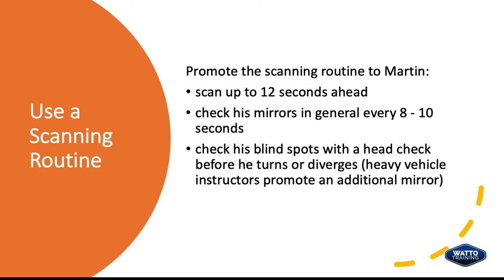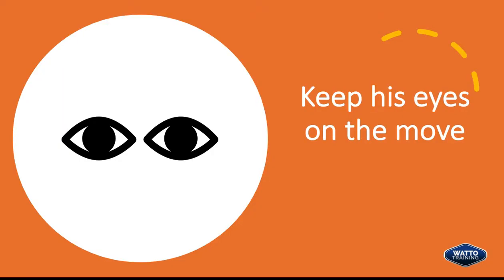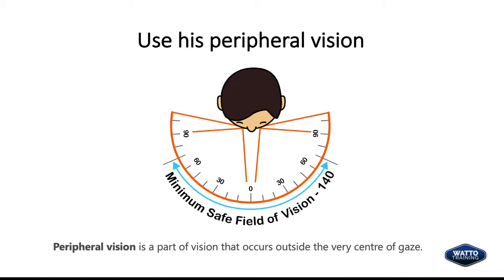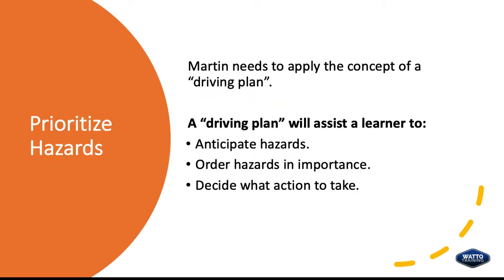We'd be promoting the scanning routine to Martin, which includes scan up to 12 seconds ahead, check his mirrors in general every 8 to 10 seconds, and check his blind spots with a head check before he turns or diverges, although because he's in a medium rigid vehicle, we would promote an additional mirror check. Keep his eyes on the move. Use his peripheral vision. Peripheral vision is the part of the vision that occurs outside the very center of gaze.